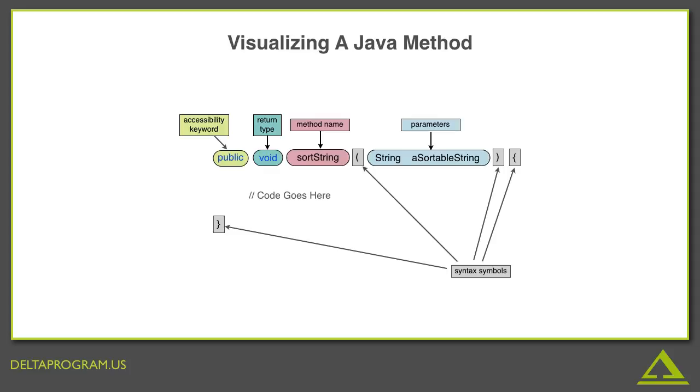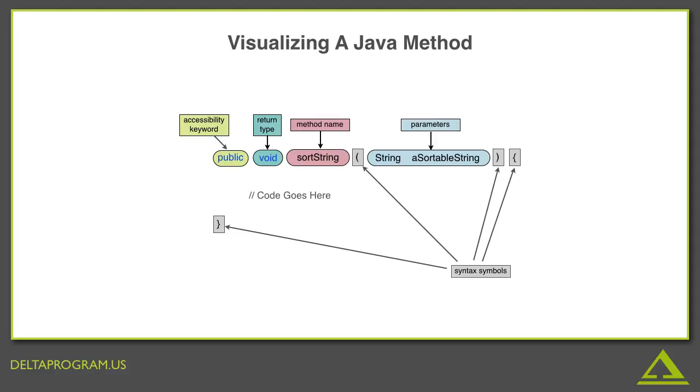The parentheses house a special part of the method signature, called the parameters. These are basically the inputs for the method. In other words, they are what the method requires you to give it in order to run properly. In a method signature, each parameter definition requires 2 things: a data type, in this case string, and a generic name, in this case sortableString.